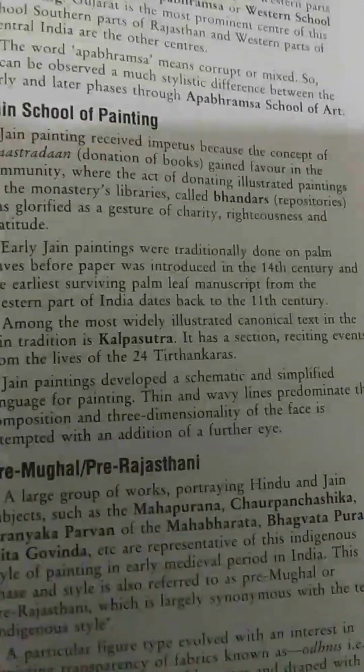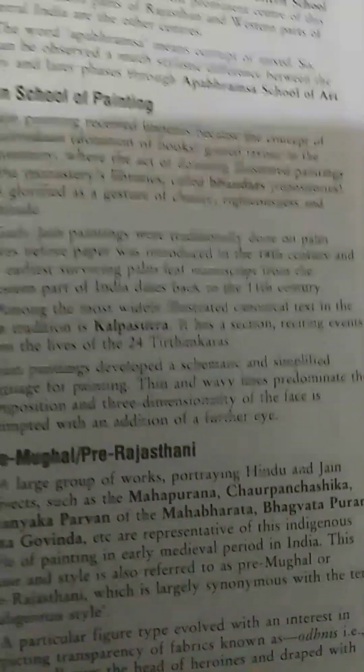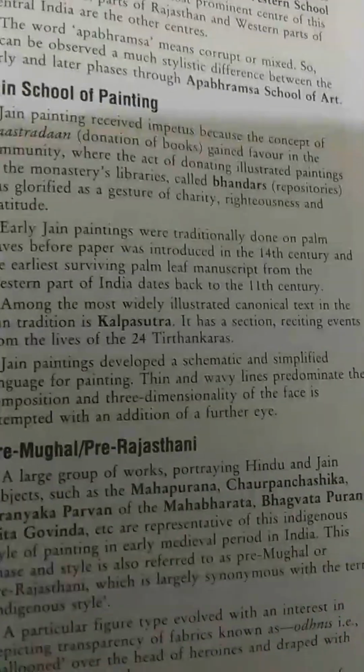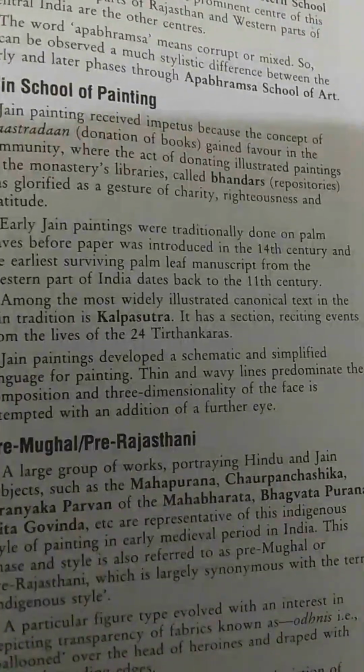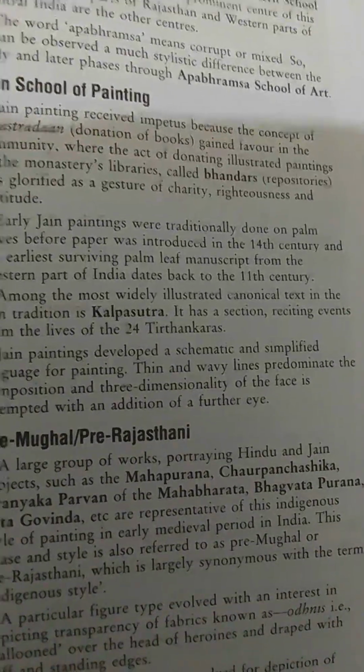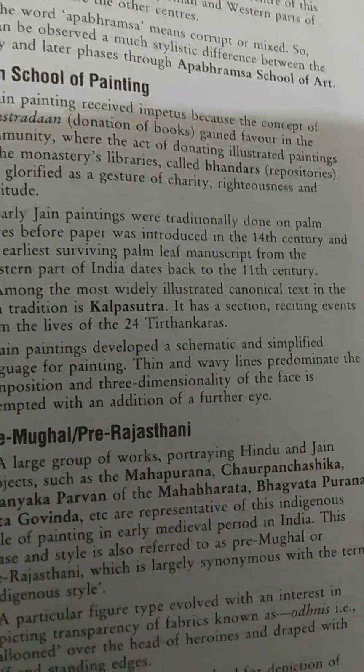Western part, central India, or other centers. Western part. The approximation means corrupt or mixed. So much stylistic difference can be observed between the early and later phases through the approximation school.